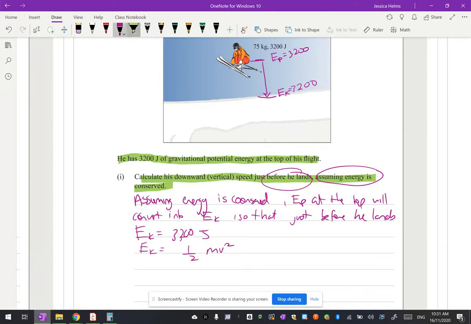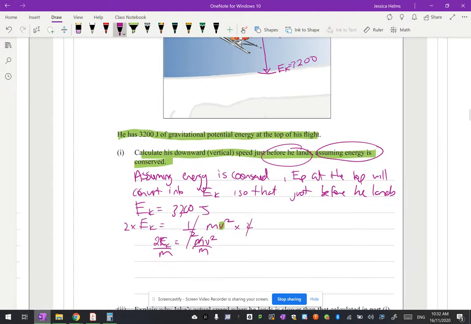Okay, so we know that EK is equal to half mv squared. Now what we're trying to find here is v, so we need to rearrange this equation to get v out. Let's start by multiplying by 2, to get rid of the half. So that'll be 2 EK is equal to mv squared. Now let's get rid of m, so v squared is equal to 2EK over m.